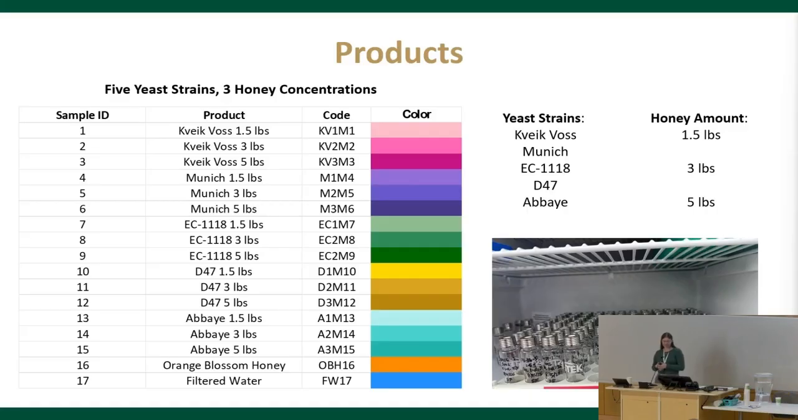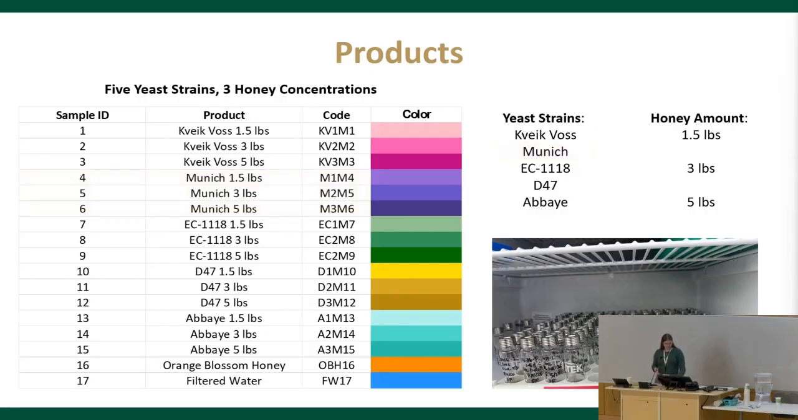5 different yeast strains were tested at 3 different honey concentrations. The first strain was Kveik Voss, which is a Norwegian yeast typically used to brew ale. It produces relatively neutral aromas, but can also have slight orange and citrusy notes. The next yeast was Munich, which is used to produce German wheat-style ales. And this yeast is known to produce higher order esters and phenols, giving it a banana, fruity, and clove aroma typically.